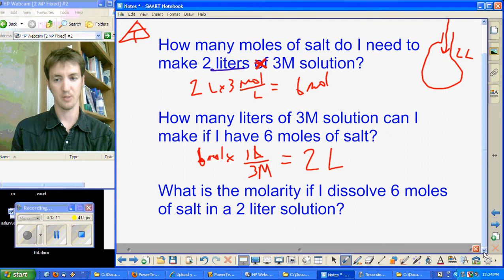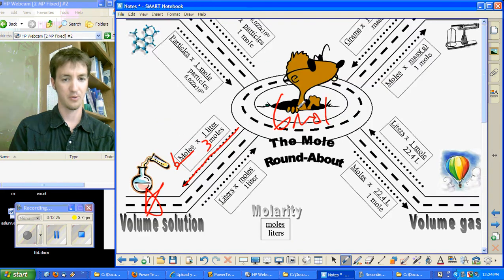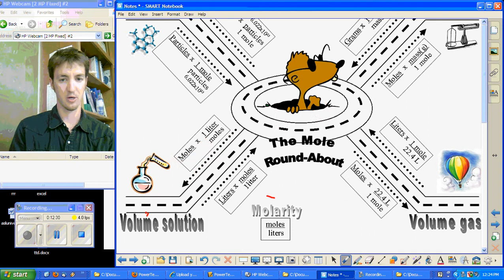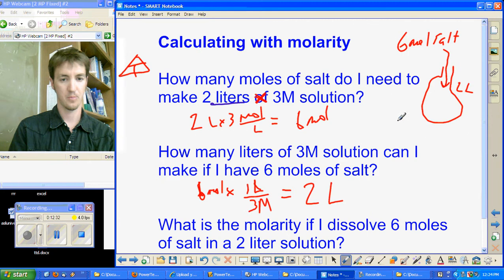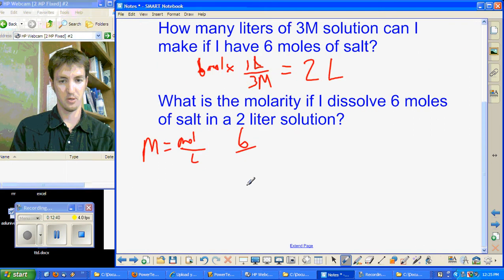Alright, last up, what is the molarity if I dissolve 6 moles of salt in a 2-liter solution? So, molarity equals moles per liter. And so that's not really a mole roundabout kind of a question. That's just a look right here question. So moles per liter. So that's 6 moles divided by 2 liters. And that's a 3 molar solution. Yay!